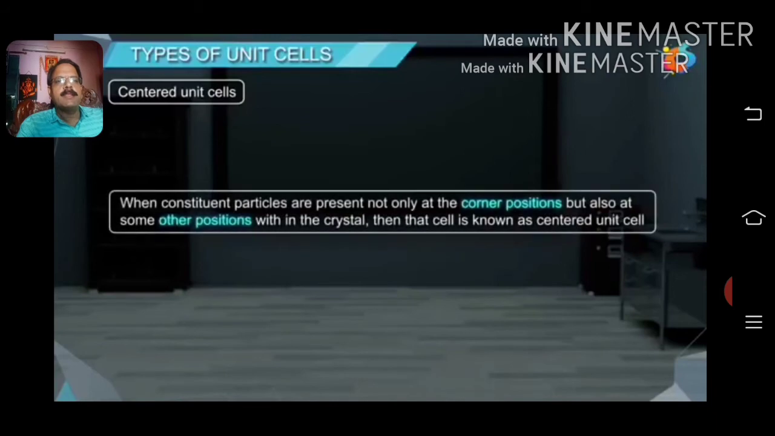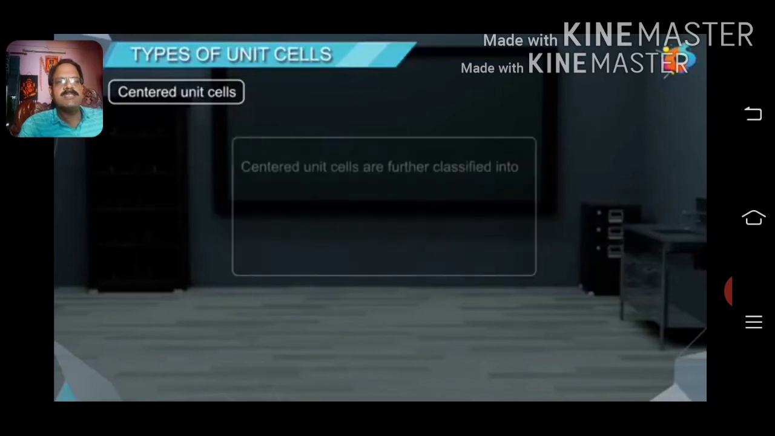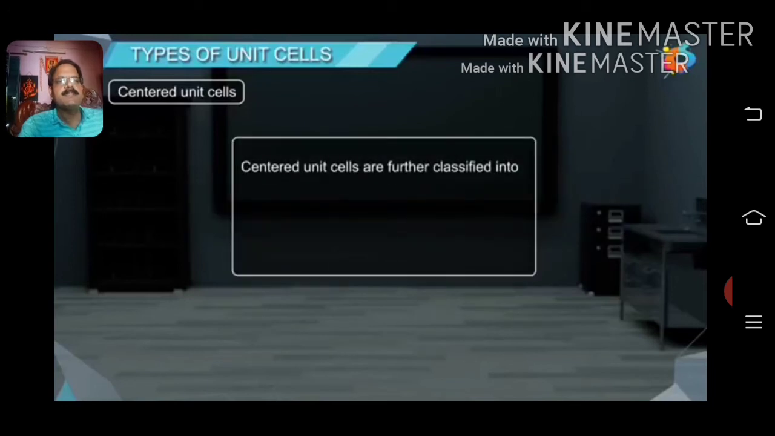When the constituent particles are present not only at the corner positions but also at some other positions within the unit cell, then the cell is known as a centered unit cell. These centered unit cells are further classified into three types: body centered, face centered, and end centered unit cells.